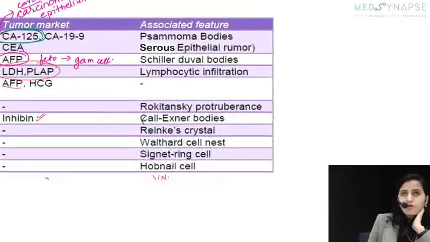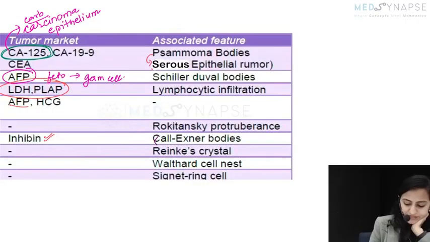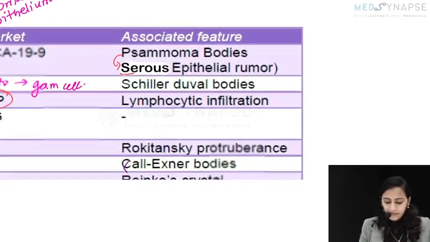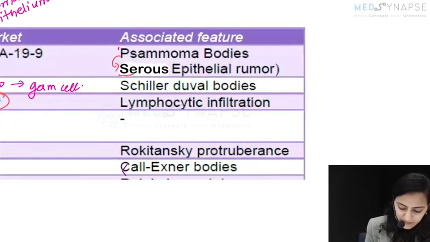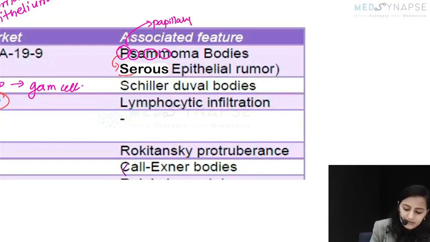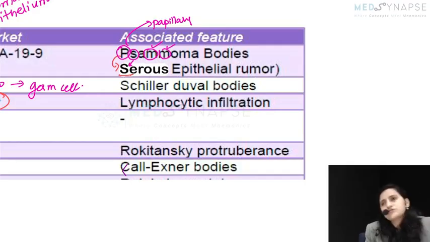Where do you see psammoma bodies? Serous. Remember, psammoma is seen where all? P is which thyroid? Papillary thyroid, papillary renal, any papillary. S is serous. M, meningioma. M, mesothelioma. It is also seen P is prolactinoma.